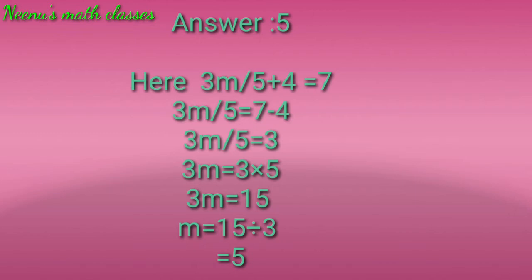Given that 3m by 5 plus 4 equal to 7, then 3m by 5 equal to 7 minus 4, we got 3. Then 3m by 5 equal to 3. 3m equal to 3 into 5. We got 3m equal to 15. So m equal to 15 by 3 equal to 5. That is, 3m means 3 into m. So m equal to 15 by 3 equal to 5.